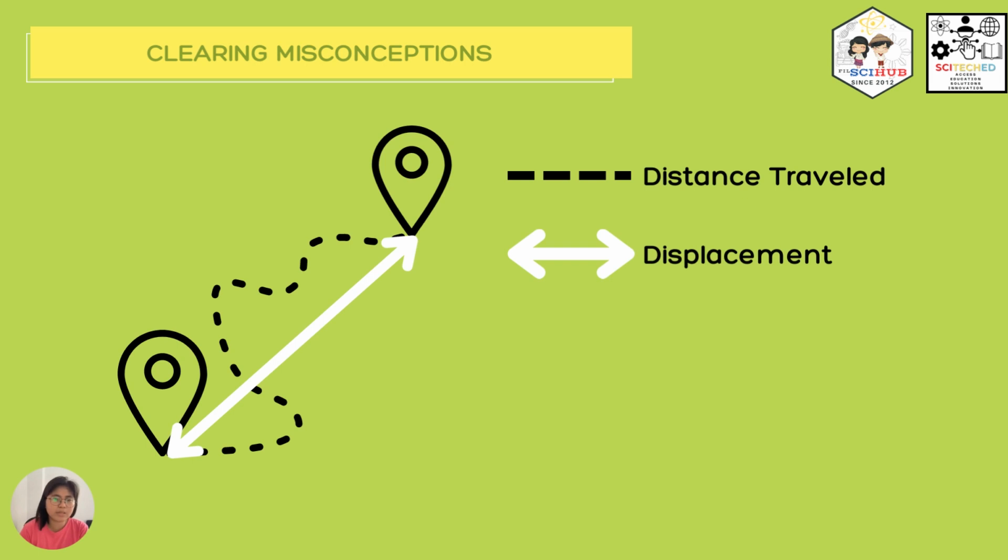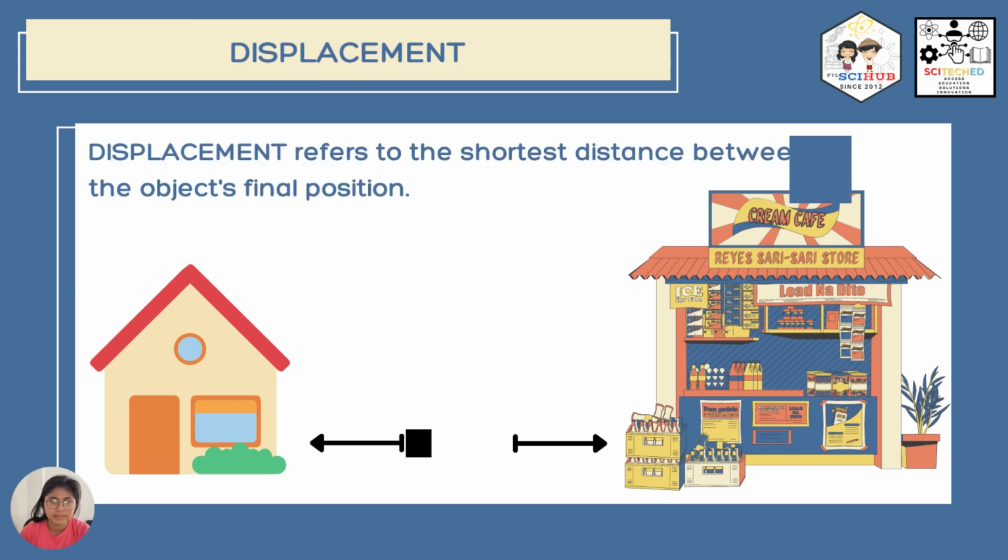While displacement is only concerned with the shortest path that you need to take to go from position A to position B. Now, to fully understand that, let's take a look at this. So again, from distance, let us now talk about displacement. Now, this might create confusion at first, but just stay through and let's go through this together. Alright? So displacement, again, refers to the shortest distance between the object's final position.